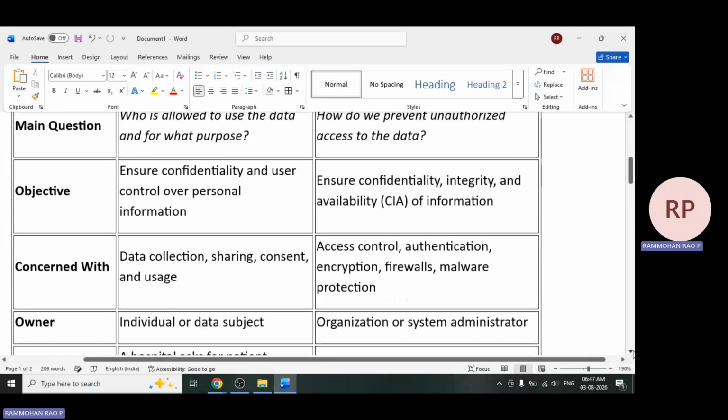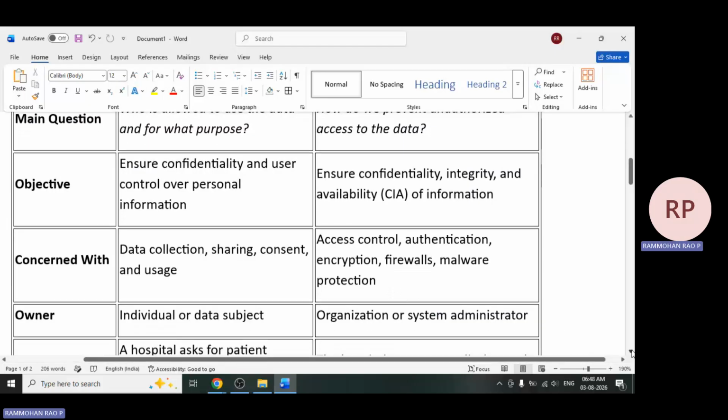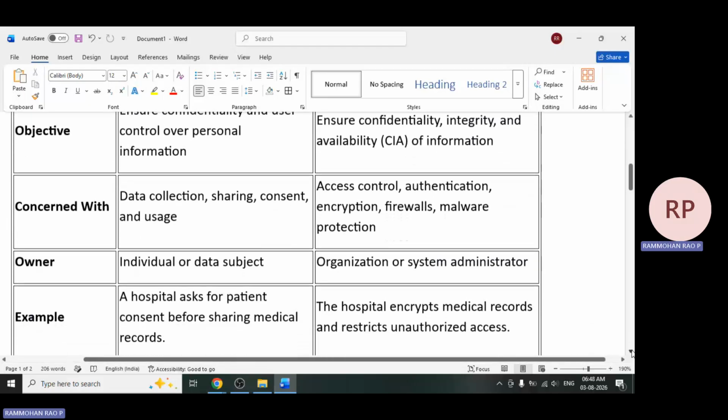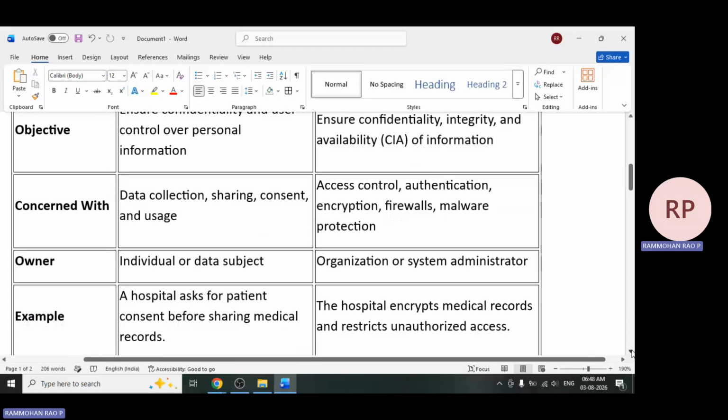So the concern here is how my data is collected, how it is being shared, whether consent is taken or not, and what the usage of my data is. Was it used properly or not? Who is the owner? The owner is the individual or the data subject, which means it can be a patient, a bank customer, etc.